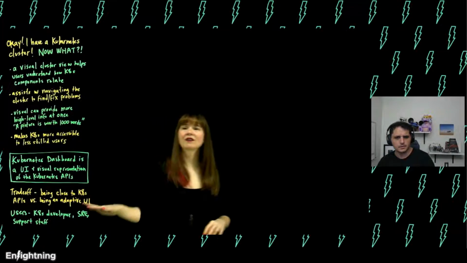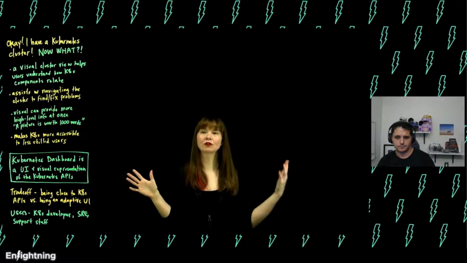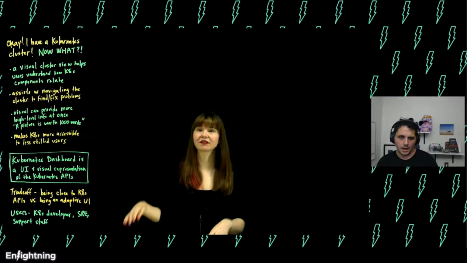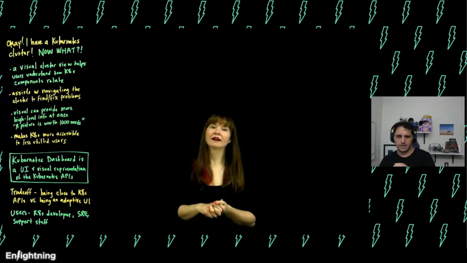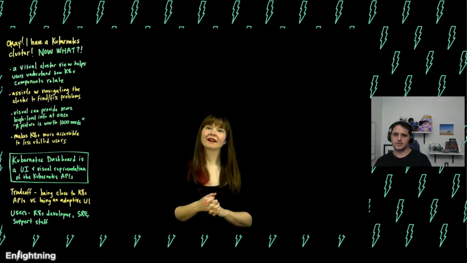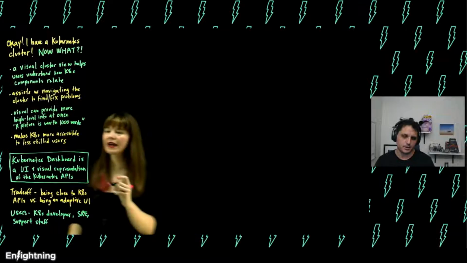Do they all interact with the dashboard in the same way? Do they all have the same views, or is it different? I think ideally they would have different views, but because the Kubernetes dashboard is just a representation of the API, they all see the same thing.